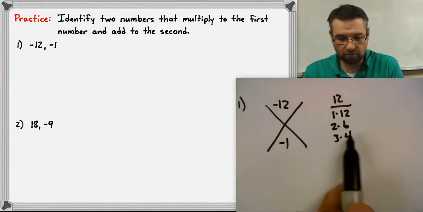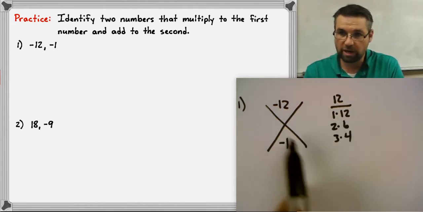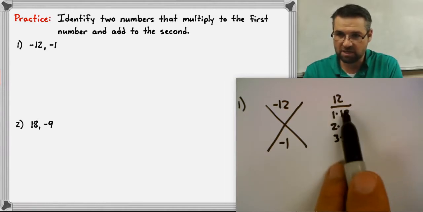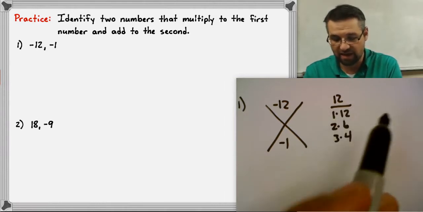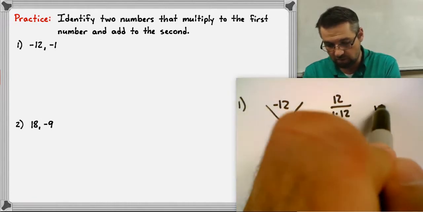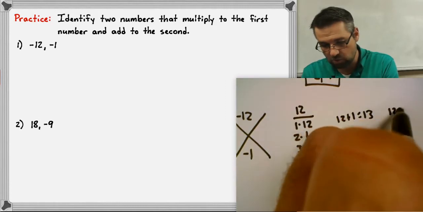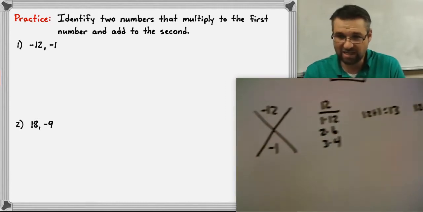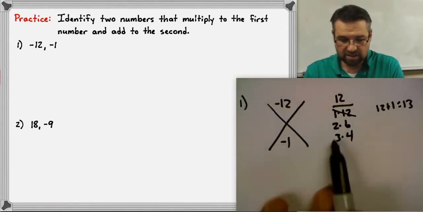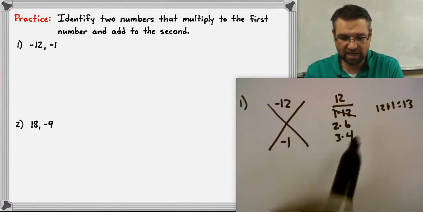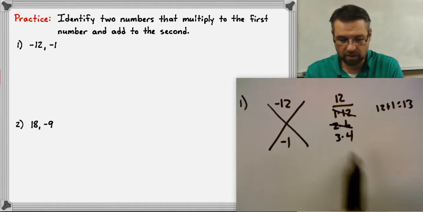From here, we're looking for which one is going to give me a 1 or a negative 1. Well, if I add the 1 and the 12, that gives me 13. If I subtract them, that will give me 11, right? 12 plus 1 is 13, and 12 minus 1 is 11. So that doesn't work. Same thing here. 6 plus 2 is 8. 6 minus 2 is 4, but I need negative 1, so that doesn't work.